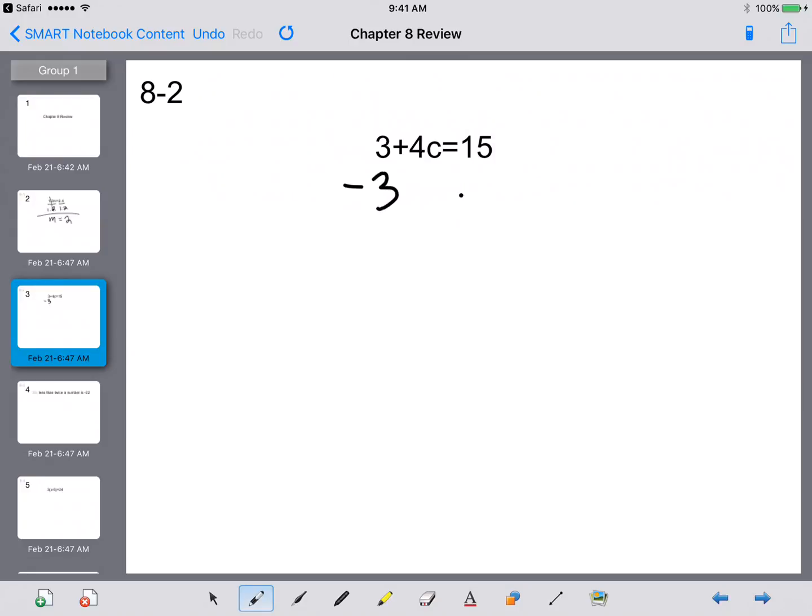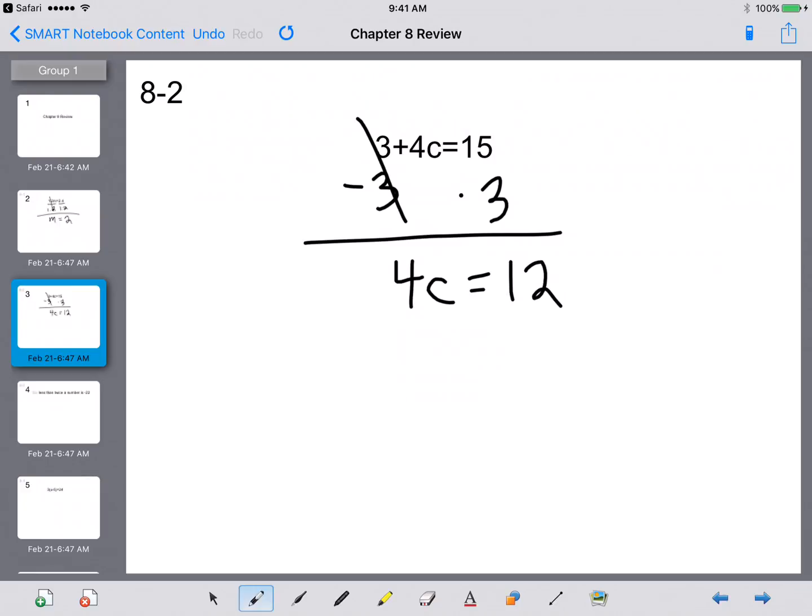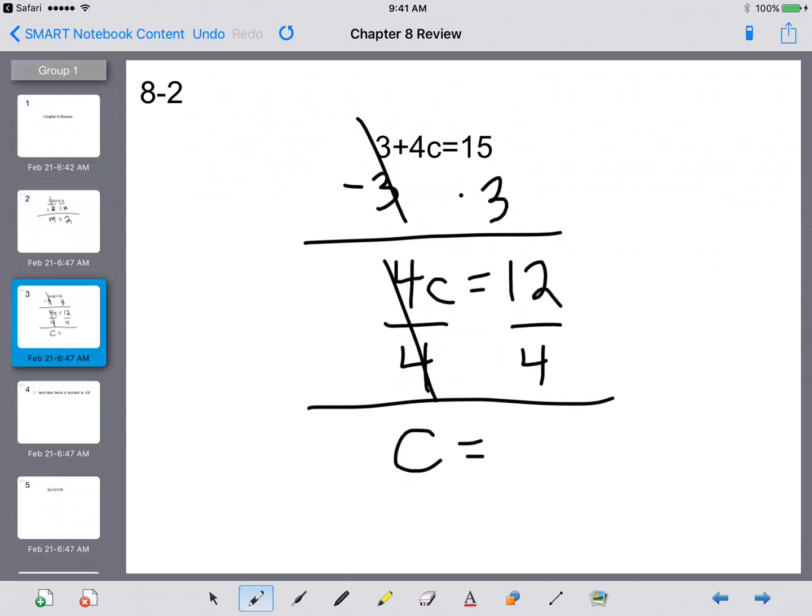What we do to one side, we do to the other, cancels out. Our 4c comes down, equals 15 minus 3 is 12. Then we divide by our coefficient. So we're going to divide by 4. What you do to one side, you do to the other, and you get c equals 3 as your answer. So now you can pause here and attempt to do 8.2.